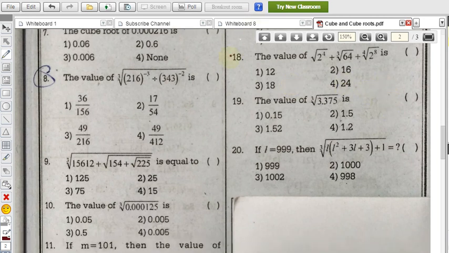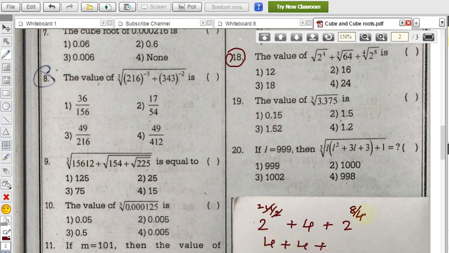Square root of 2 power 4 is 2 power 4 by 2, because square root means power by 2, plus cube root of 64. Cube root of 64 is 4 only, because we know that 4 into 4 into 4 is 64. Fourth root of 2 power 8, so 2 power 8 by 4. If you simplify this, 2 power 2 is 4, and this 4 as it is, 2 power 4 is 4, 4 3s are 12, so 12 is the answer.